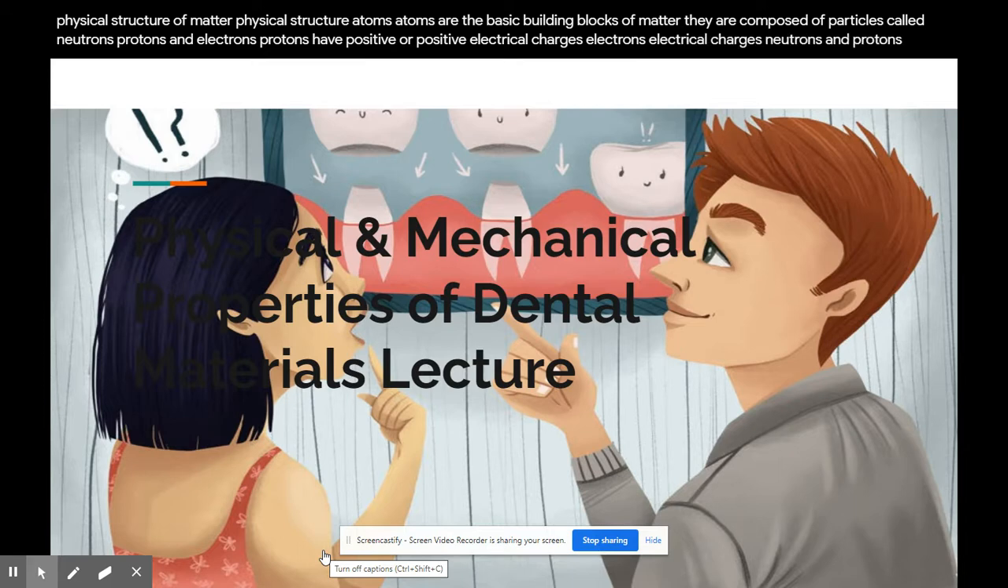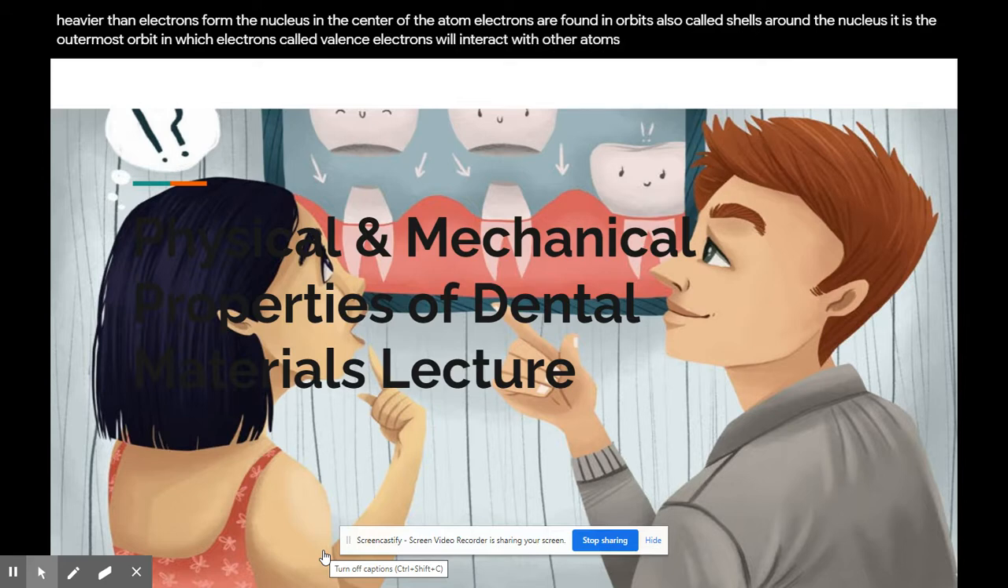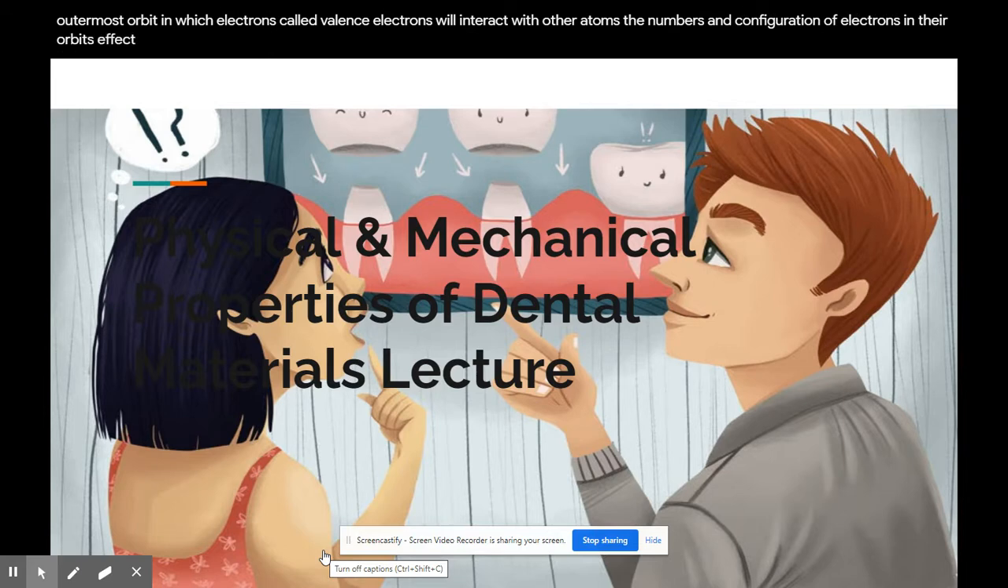Neutrons and protons, being heavier than electrons, form the nucleus in the center of the atom. Electrons are found in orbits, also called shells, around the nucleus. It is the outermost orbit in which electrons, called valence electrons, will interact with other atoms. The numbers and configuration of electrons in their orbits affect how reactive they are with other atoms. Some atoms have space within their outer orbits, while other atoms have extra electrons in their outer orbits.